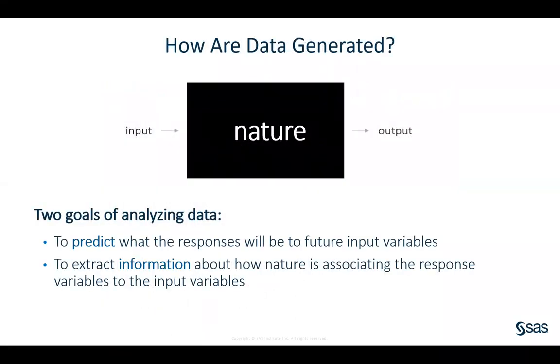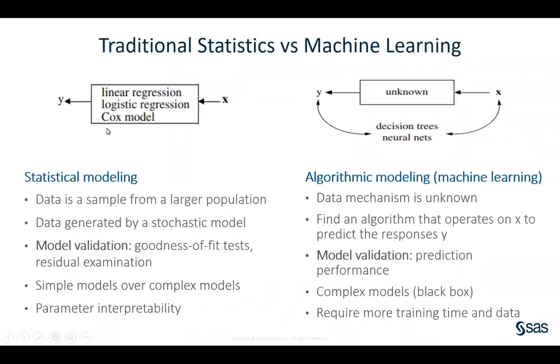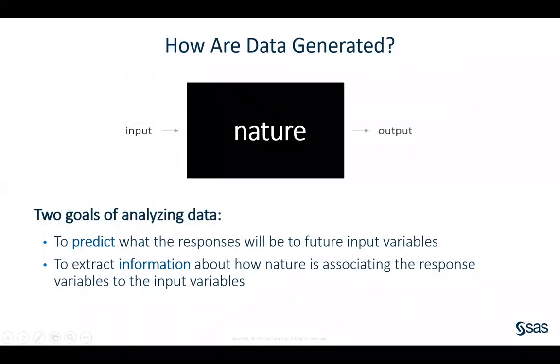So a good way to start learning about machine learning is to think about how data are generated, because our goal is learning from data. You can think data are generated by a black box in which a vector of input variables comes in one side and the output comes from the other side.